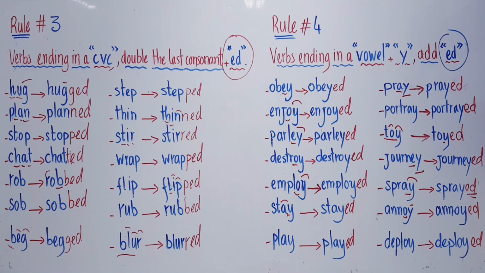Beg. So what do we have? B is a consonant, E is a vowel, G is a consonant. So you have to double one more G and then ed, begged. Okay? Very simple. But you have to remember the verb. Understand? Take your time. Don't be in a hurry.